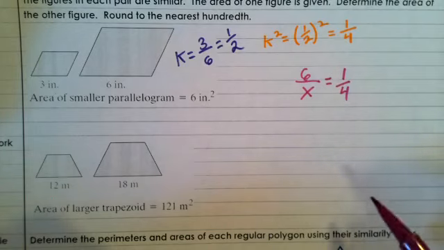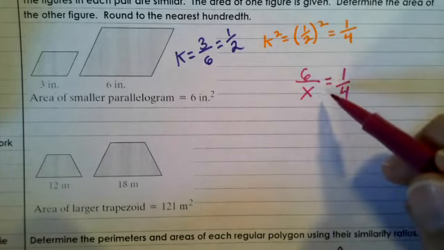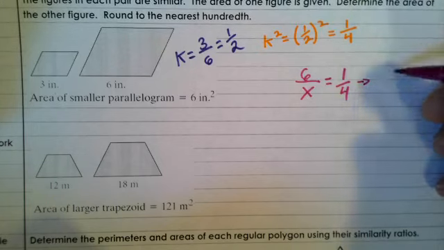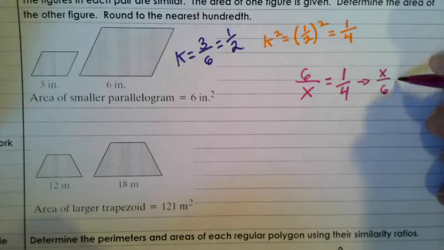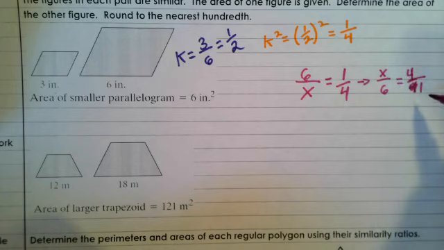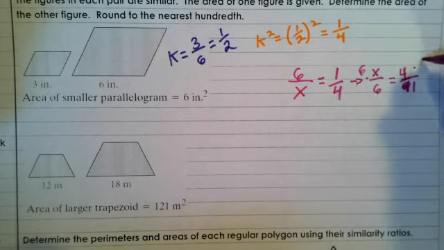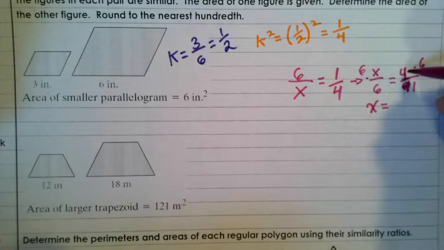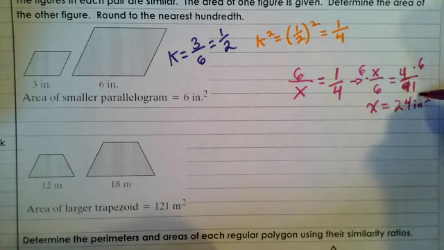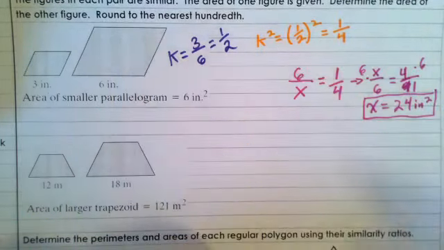So now that's a little proportion I've got to solve. First thing I want to do is I don't like that x is in the denominator, so I want to get that out. So I'm going to make this x over 6 equals 4 over 1. So then to solve for x, all I need to do is multiply both sides by 6. So x has got to equal 4 times 6, which is 24 divided by 1. That's just 24. So it's 24 inches squared. That should be the area of this one. Well done.